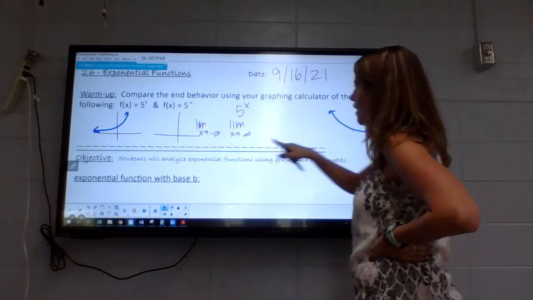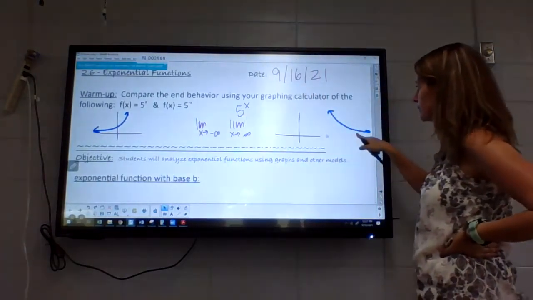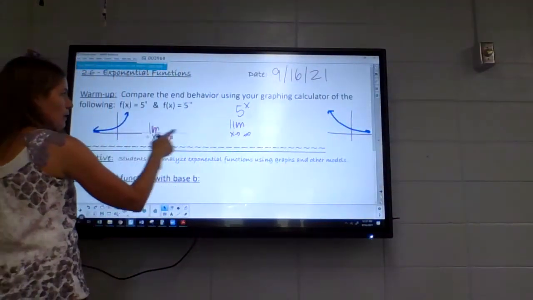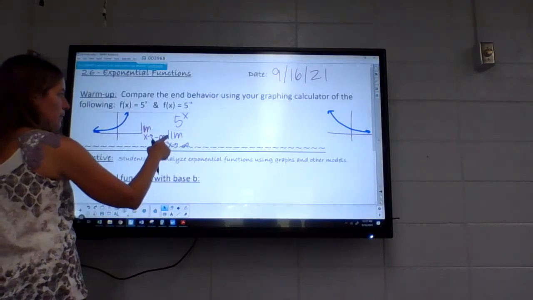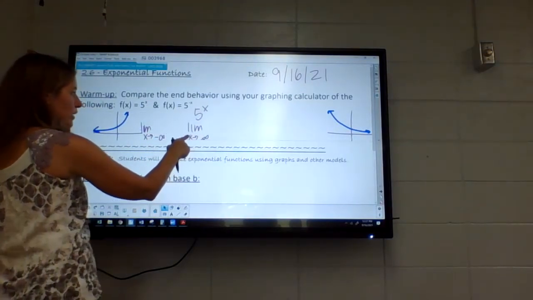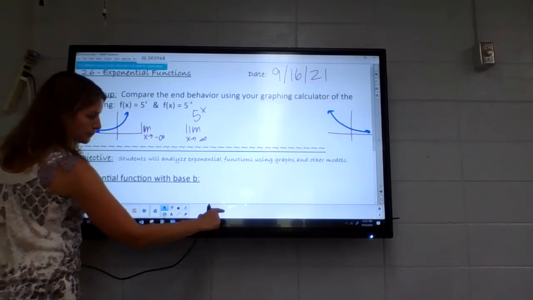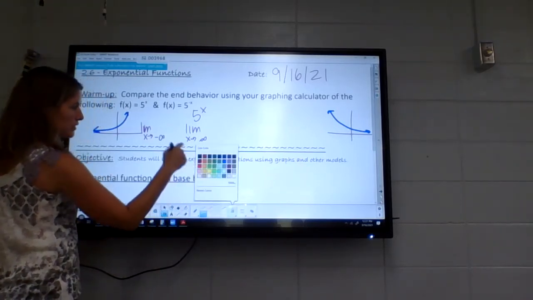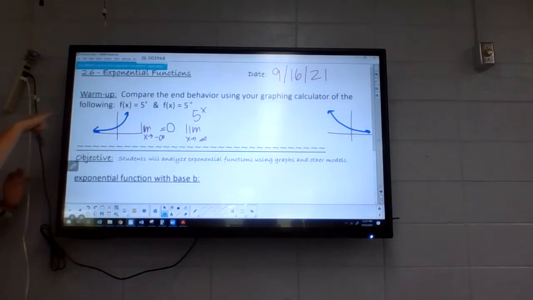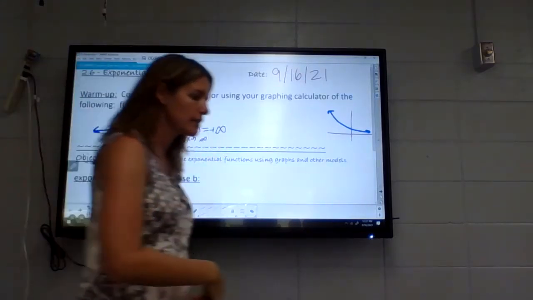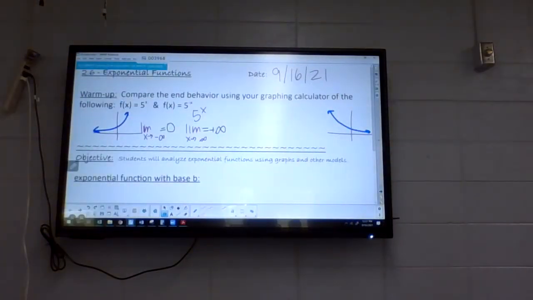Come over here, all of you. So when I have these, our limit on the left side of this graph is what? Looks like it's going to be 0, right? So it looks like it's headed towards 0. And then the right side, what's it doing? Infinity. Yeah, so it's going to be positive infinity. You don't have to write positive.